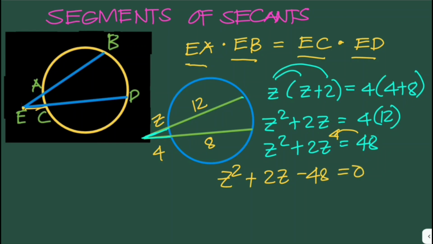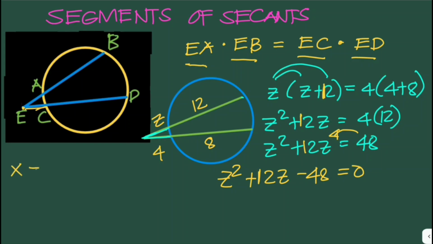So let's check if we can factor this one. What are the factors of 48 that when you multiply them, it would equal negative 48, and when you add them, it would equal positive 12? Oh, this is 12. This should be 12. Sorry. So our equation is z squared plus 12z minus 48 equals 0. That is not factorable, so we use the quadratic formula.